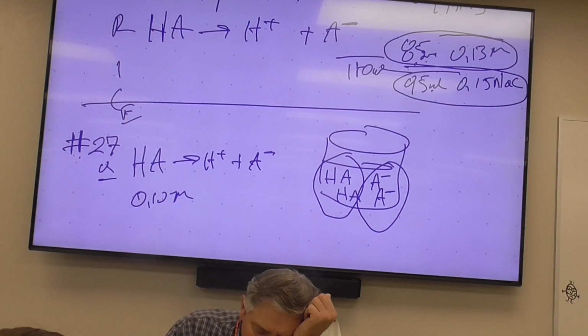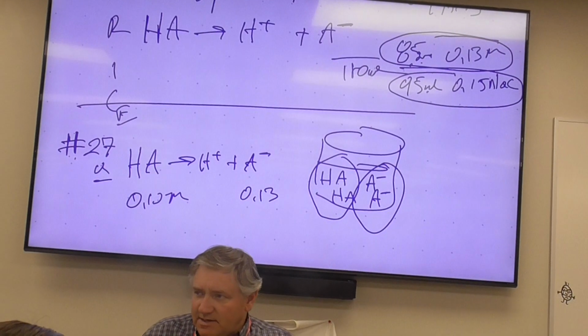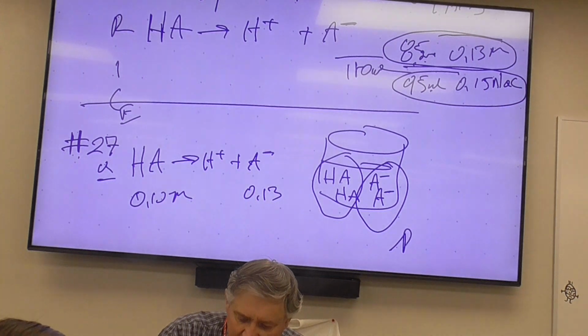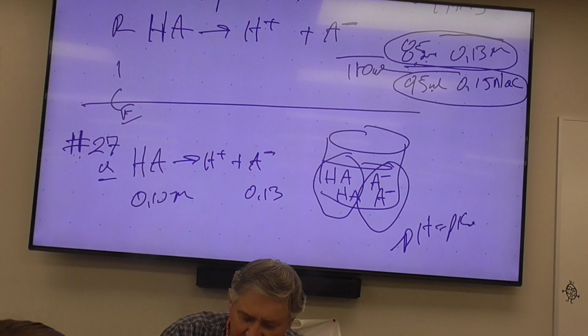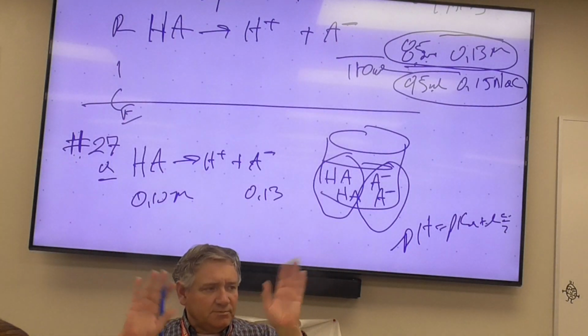Anyway, so this is 0.10, this is 0.13. I just slam it into the Henderson-Hasselbalch equation. pH equals your pKa plus the log of your anions over your acid. Okay? Slam it in, boom, there you go.